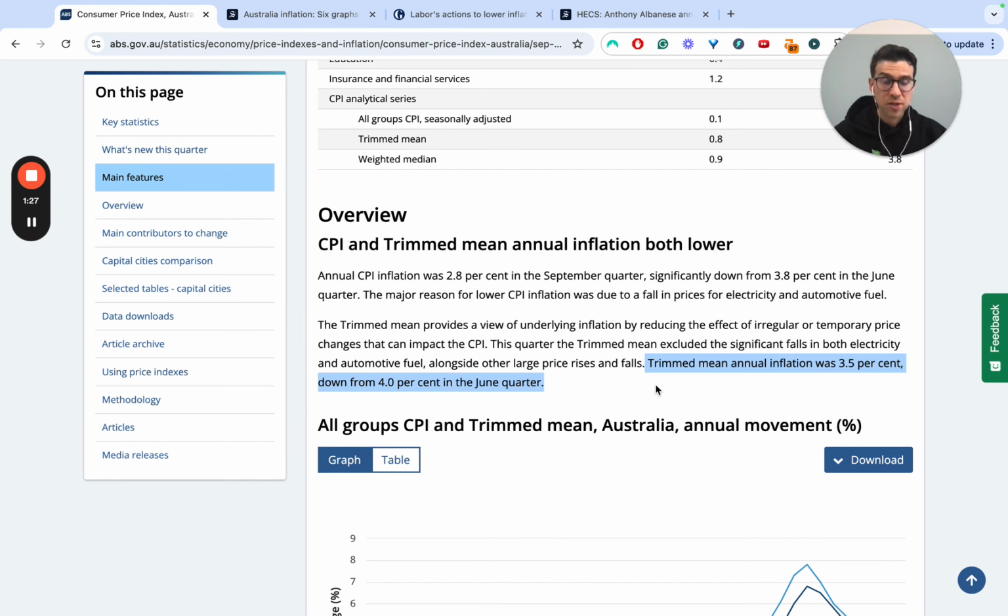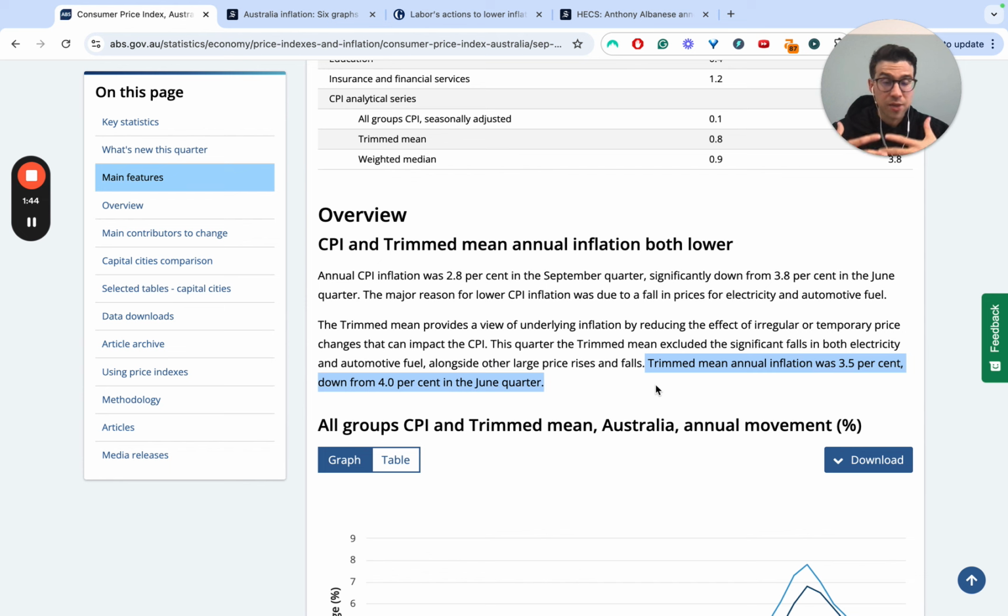Now, the positive here is with headline, it's actually in the target. Our target bracket is 2 to 3% that the RBA sets, and so we can see that headline is moving in the right direction. Unfortunately, we can still see that the trimmed mean, or the underlying, is still well above at 3.5%. Now, note, the RBA is not going to be surprised by this.